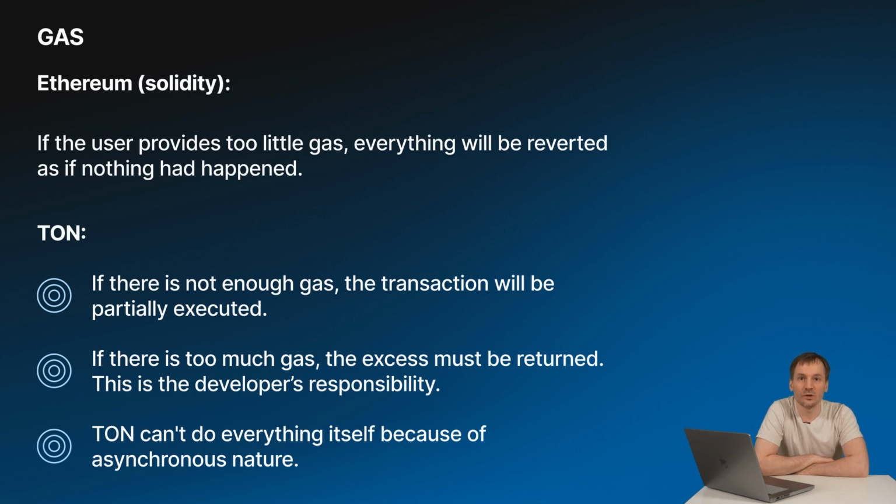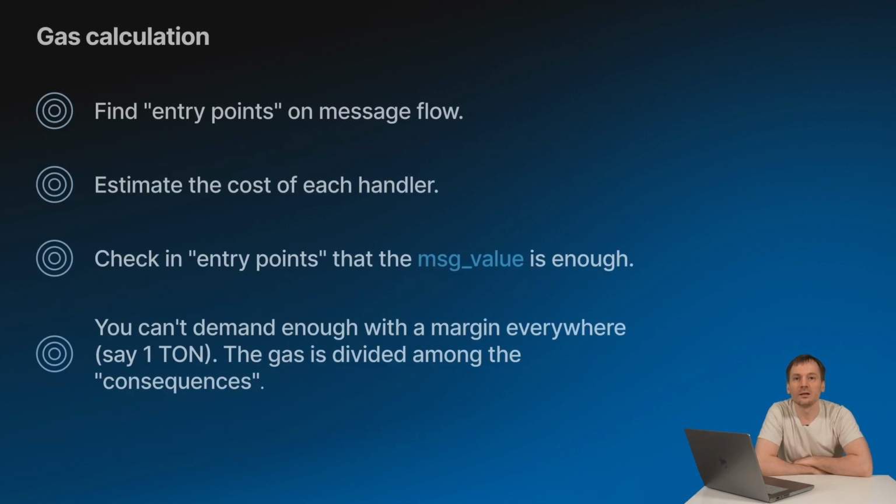The carry value principle is used here. We can use our message flow diagram to estimate the cost of each handler in each of the scenarios and insert a check for the sufficiency of message value. Find entry points in the message flow, estimate the cost of each handler, check in the entry point that the message value is enough, and you can demand enough with a margin everywhere, say 1 TON.